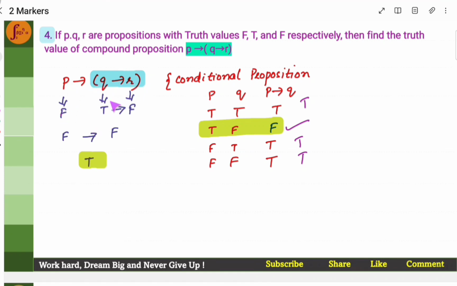Now, first let's solve what is within the brackets. First priority should be given to the proposition that is in the bracket. So, Q conditional R, that is true conditional false. When you have true and false, what is the result? False. This is going to be false. And here you have false. Now, false conditional false is true. So, the answer is true.